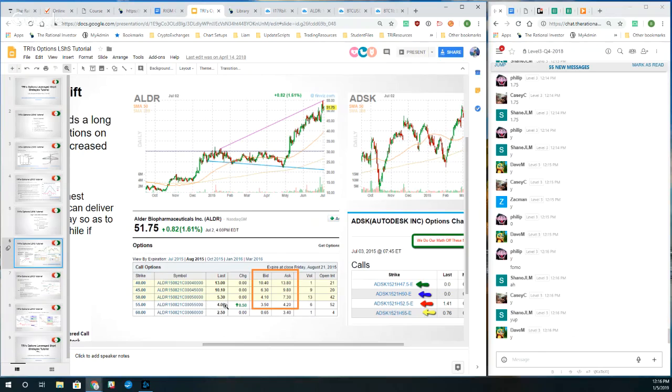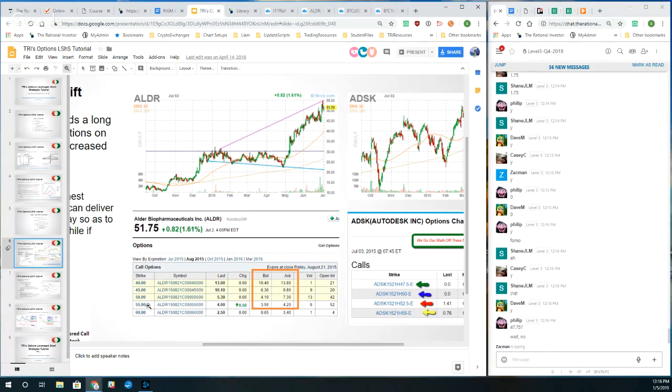If I write this option and collect the $4, at what price am I actually going to be selling the stock? It's a $55 call. I'm going to be exercised if this stock goes up to 55 bucks. So that means somebody is going to buy this stock off of me at $55. But remember, I collected $4 in premium. So what is my real selling price for this stock here?